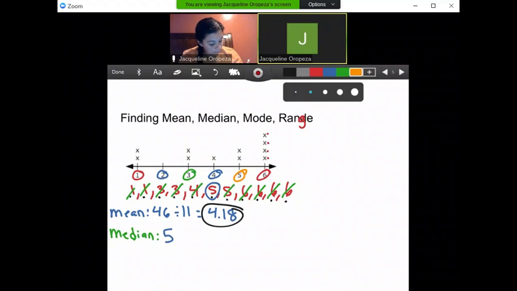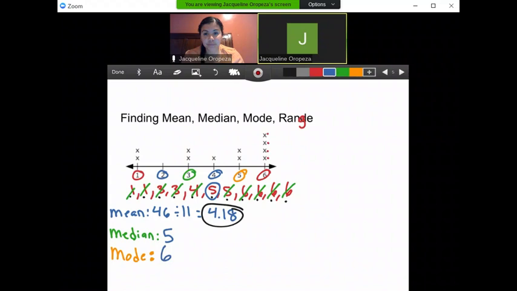Now I'm going to figure out my mode. The mode is the one that we see a lot of, and we could always have more than one mode. So if we look here, we see more of 6 since we have 4 sixes. So my mode is going to be 6.